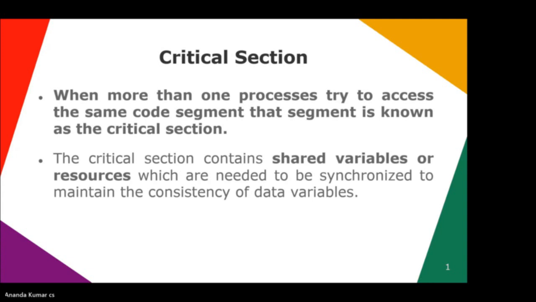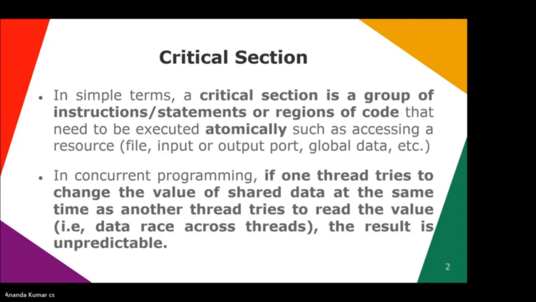The critical section contains shared variables or resources, which need to be synchronized to maintain the consistency of data. As I already said, the critical section is a group of instructions or statements, or a region, that needs to be executed atomically. Atomically means individually, one at a time; only one process can execute it.